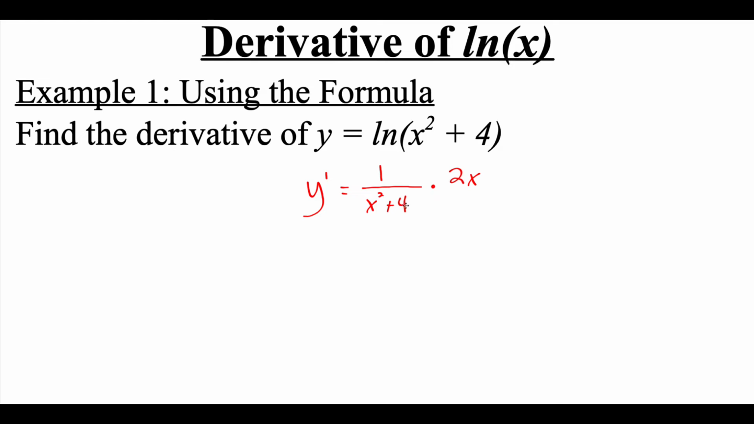Now I notice that we're multiplying fractions together, so I'm going to put this 2x over 1. Multiplying the numerators, we get 2x over. Multiplying the denominators, we get x squared plus 4. So the derivative of this function is 2x over x squared plus 4.